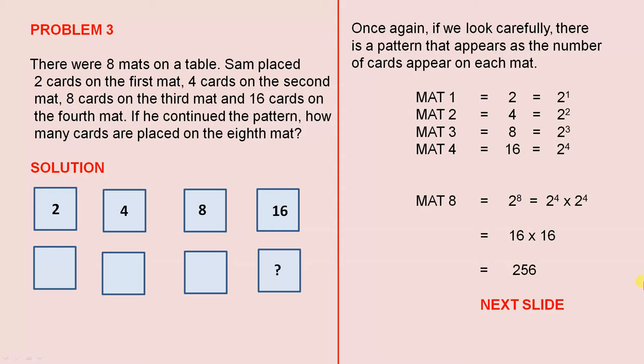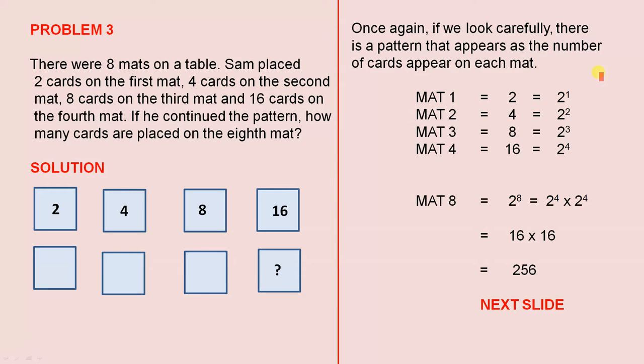Problem 3. There were 8 mats on a table. Sam placed 2 cards on the first mat, 4 cards on the second mat, 8 cards on the third mat, and 16 cards on the fourth mat. If he continued the pattern, how many cards are placed on the 8th mat? So here's the 8th mat here.